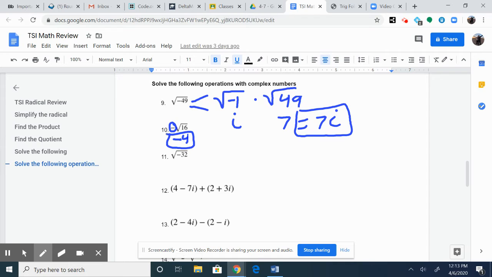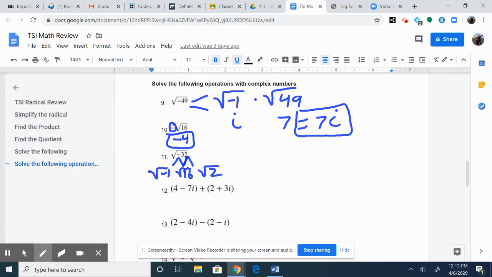Now, with number 11, we have square root of -32. So what we can do is simplify this, but instead of splitting it into 2, we're actually gonna split it into 3. We're gonna take the -1 completely by itself. Then we're gonna have, sorry, just the square root of 16 and the square root of 2.